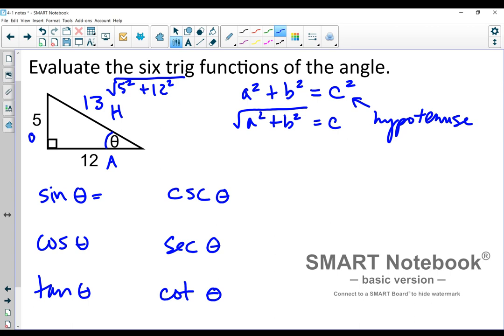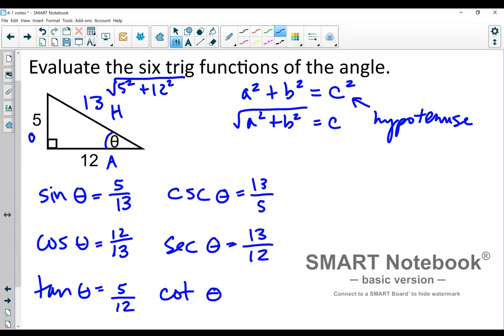So when I'm doing my sine, SOHCAH again is going to be opposite over my hypotenuse. So 5/13. My cosine of theta will be 12/13. My tangent is going to be my opposite over adjacent, so 5/12. And then once I find those first three, I have to just do reciprocals now. So I'm just going to take each fraction and flip it. Unfortunately, if I have one wrong, I'm probably going to get its reciprocal wrong as well. So we really want to make sure that we get them right, and that doesn't happen.